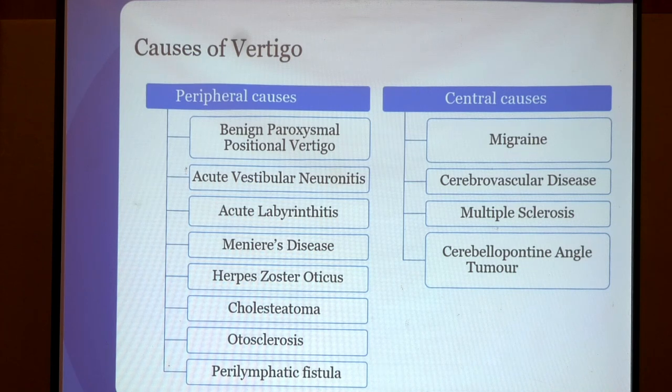So causes of vertigo can be broadly classified as peripheral or central. Peripheral causes could be BPPV, acute vestibular neuronitis, acute labyrinthitis, Meniere's disease, herpes zoster oticus, cholesteatoma, otosclerosis, perilymphatic fistula. If we know all these things, then we can manage it very well. Central causes could be migraine, cerebrovascular disease, multiple sclerosis, cerebellopontine angle tumors.